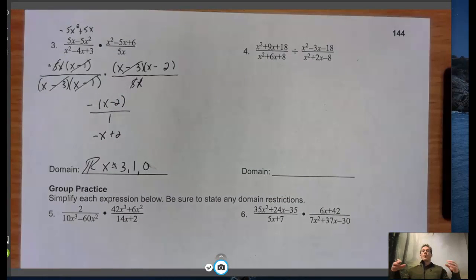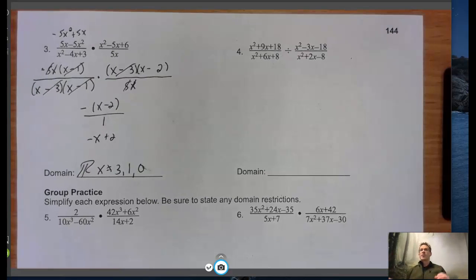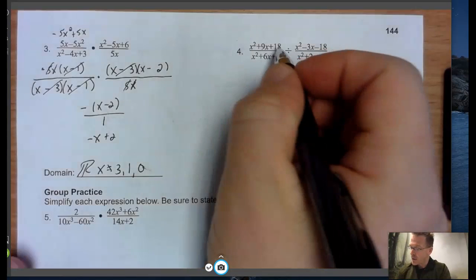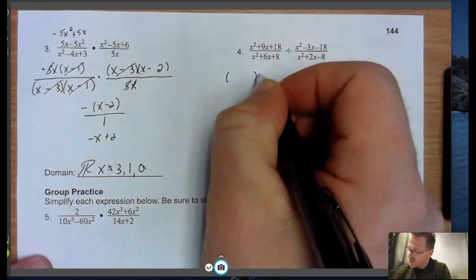One more problem to wrap up this video. So let's look at number 4. Once again, notice now we have a lot of factoring. So we see 4 different quadratics there. Let's look at the first one here, and let's factor this first numerator.